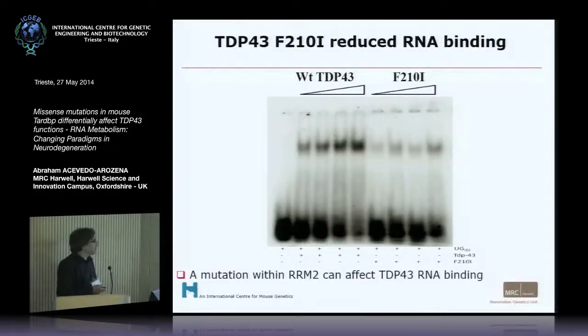So indeed it was, and we did EMSAs with recombinant TDP43 wild type or F210I using UG repeats or also using the CLIP sequence here. And we found that indeed the F210I mutation greatly diminished the RNA binding capacity of TDP43. So here we had a model where we can study in vivo the function of RNA binding in TDP43, and if that can lead to disease-relevant phenotypes.